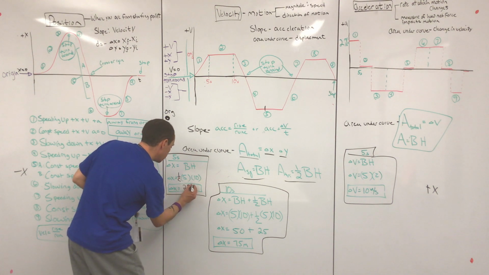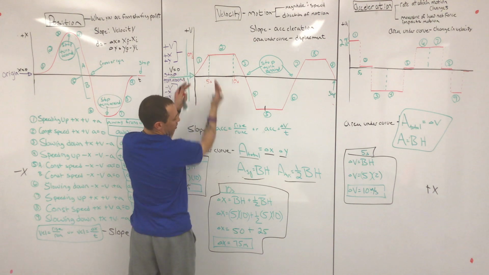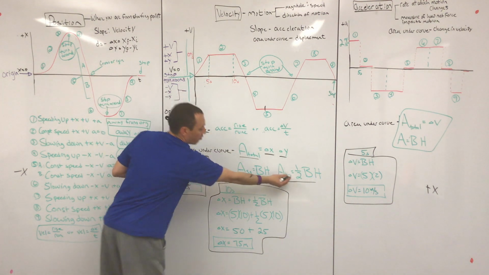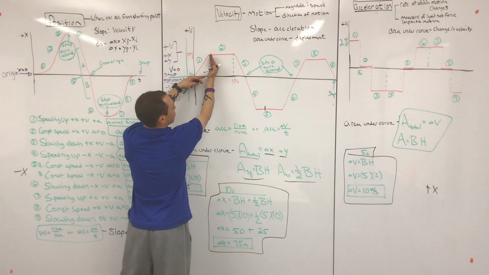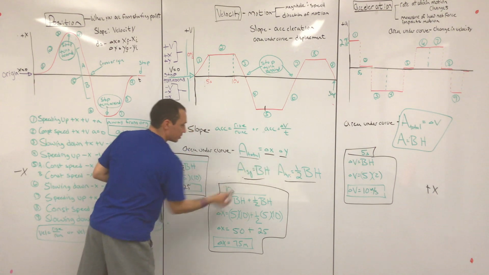To do this, there we go. Right, we see that after the first 5 seconds, there's a triangle, a right triangle. So it's 1/2 base times height. If I want to know how far I went, it's just the area of that right triangle right there, because we know the area under the curve is the displacement.